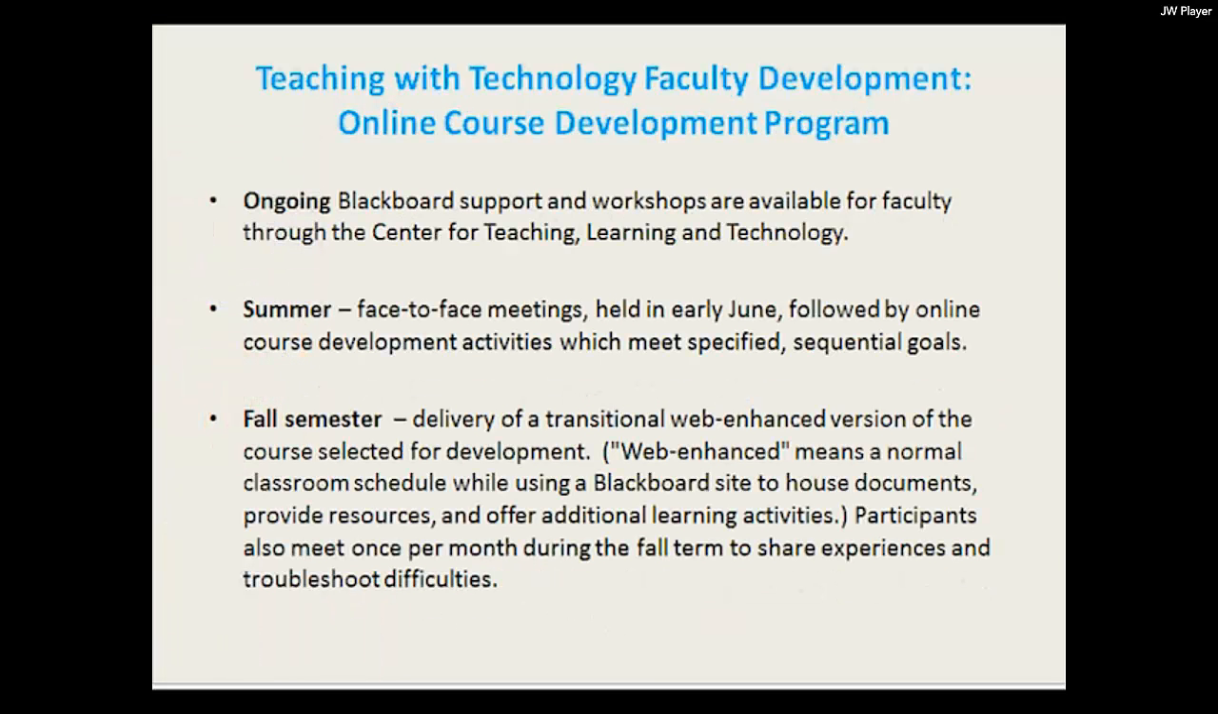I want to talk a little bit about the program that we use. It is called Teaching with Technology Faculty Development. We started the program in the summer of 2005. Faculty apply for the program with the approval and support of their department chair. If the instructor is chosen, they receive a stipend that is paid over time as they complete the required benchmarks.